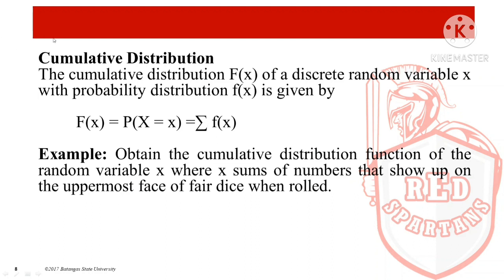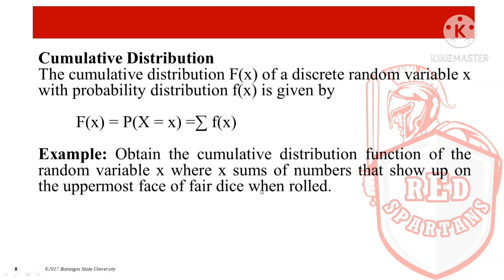So, alam na naman natin yung cumulative. Na-discuss na natin nung mga previous lesson or discussion natin. So, ang gagawin natin dito, kukunin natin yung random variable x, wherein yung x daw ay sum of numbers that show up on the uppermost face ng paired dice. So, meron tayong dice, then ano ba yung ating mga random variable?